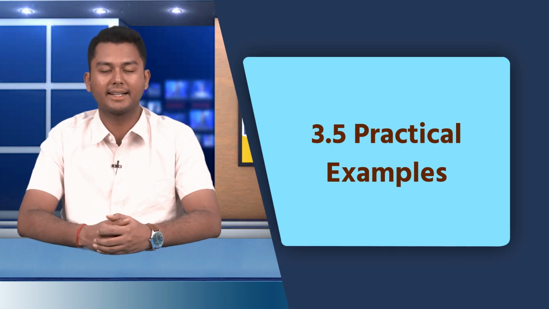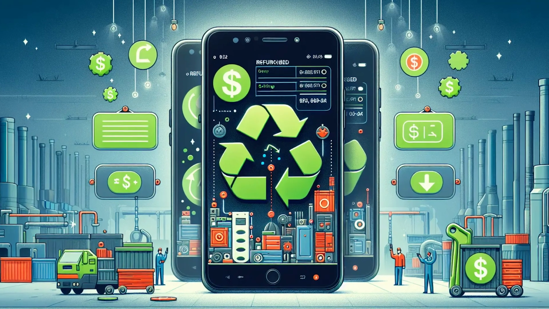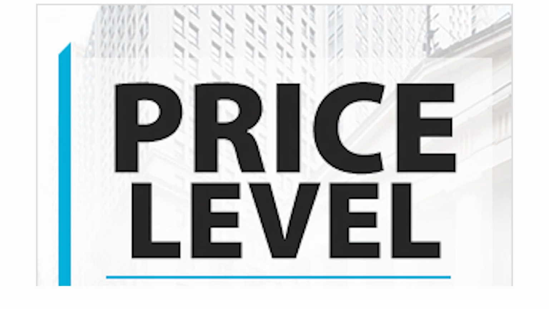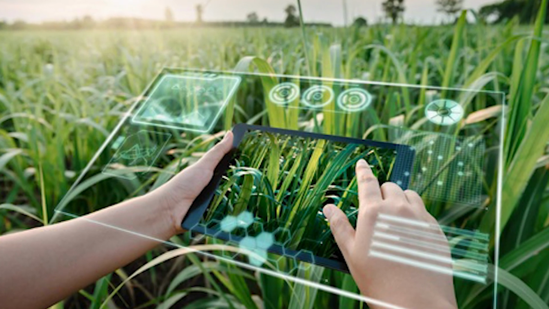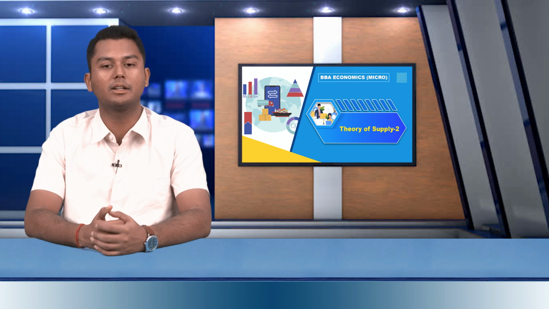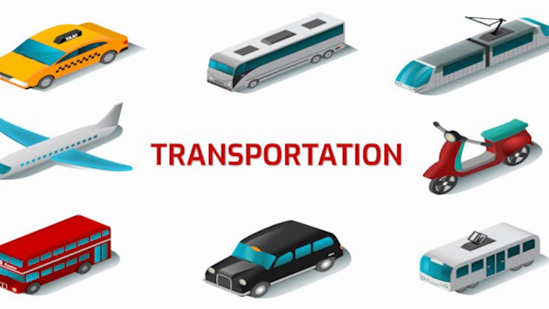Let us look at some practical examples. Consider the smartphone industry. When manufacturers develop a more efficient production process, the supply curve shifts rightwards, enabling more phones to be produced at any given price level. In agriculture, favorable weather conditions shift the supply curve rightwards for affected crops, while droughts or natural disasters shift supply curves to the left. The introduction of ride-sharing apps shifted the supply curve for transportation services rightwards by enabling more people to provide transportation services using their personal vehicles.